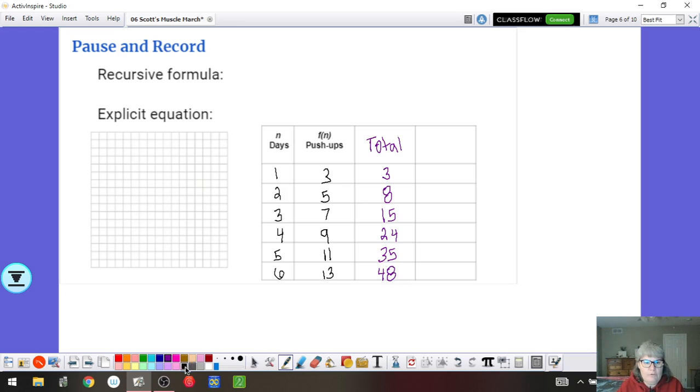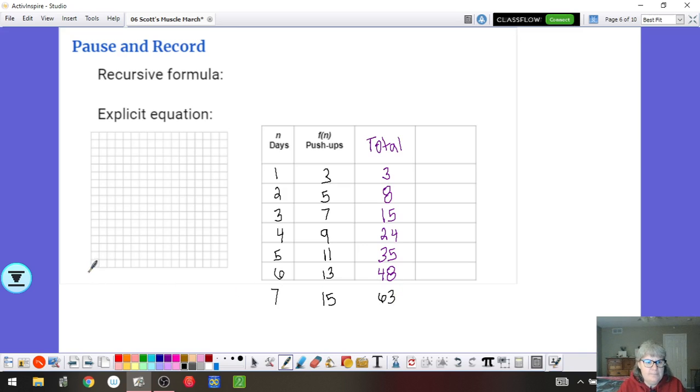So if we want after a full week, that's after 7 days. We know the push-ups are increasing by 2, so that's 15 more push-ups on day 7. 15 plus 48 is 63 push-ups. So we have a total of 63 push-ups at the end of 1 week. Is this getting really close to what you estimated, or did you choose something much larger?